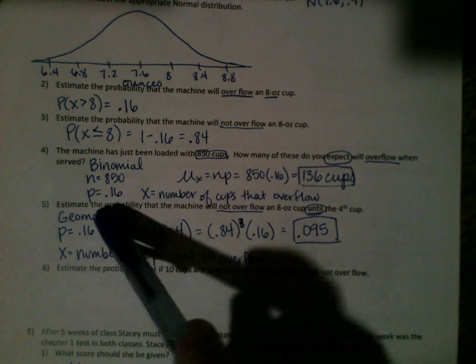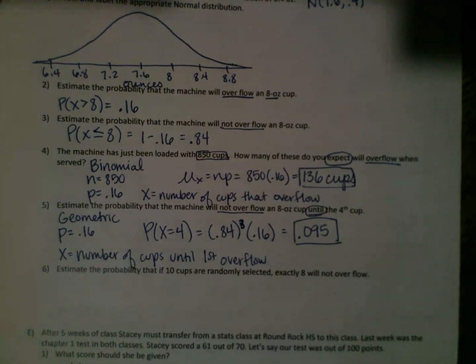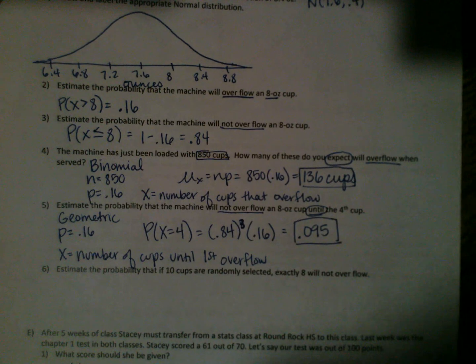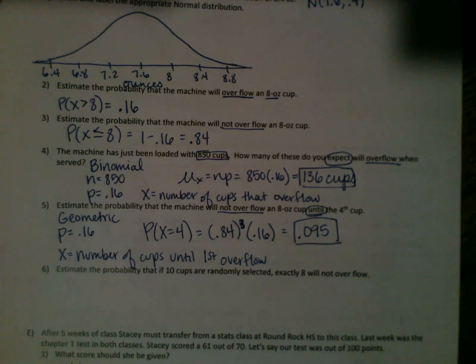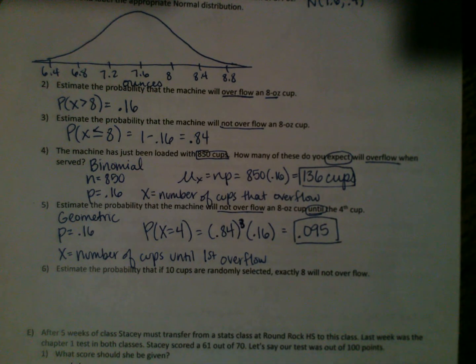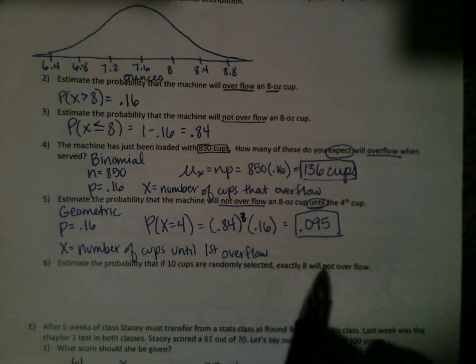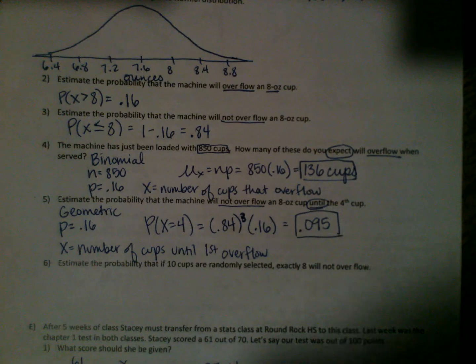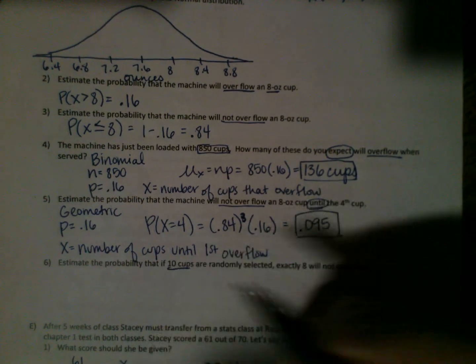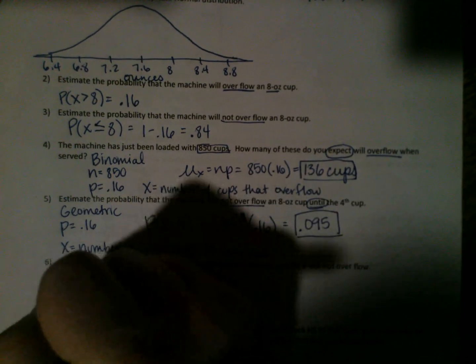So hopefully you're seeing that we can use a normal distribution to get a probability that then we could use in a geometric distribution or a binomial distribution. Part 6, estimate the probability that if 10 cups are randomly selected, exactly 8 will not overflow. This 10 cups tells me that it's binomial.